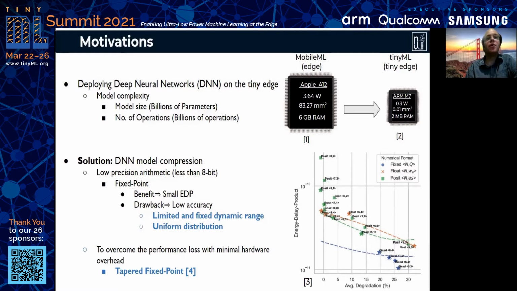The plausible solution to overcome the performance loss with minimal hardware complexity overhead is the new numerical format, tapered fixed point, called tapered in the reference. We propose an empirical framework to emulate ML inference with quantization using the low precision tapered fixed point format. Moreover, we design a custom hardware architecture to study the latency and energy consumption of tapered fixed point compared to a standard fixed point.